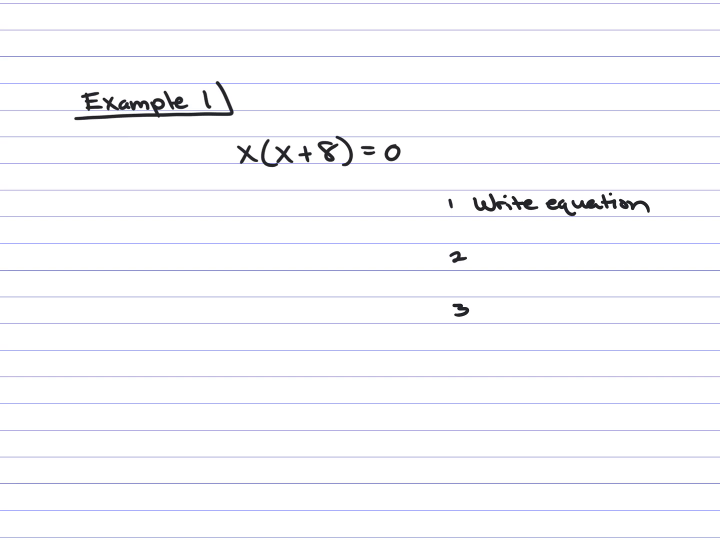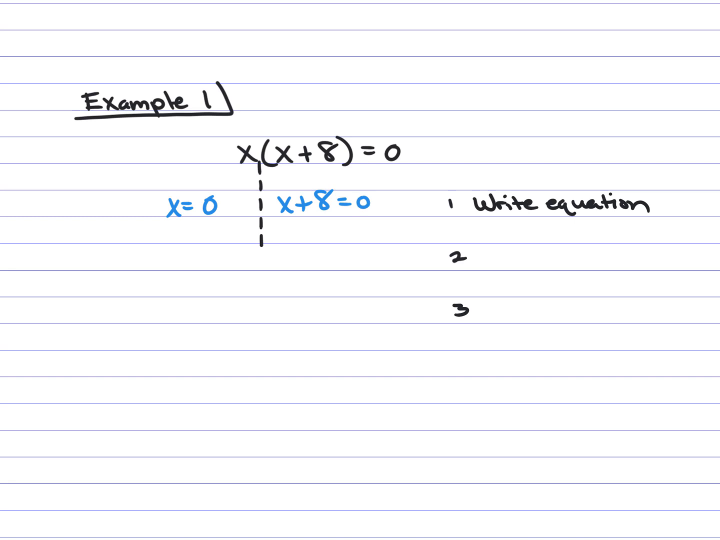Now, example 1, we have x times x plus 8 equals 0. Using the zero product property, we're going to set each one of these factors equal to 0 because we know one of them has to be 0. I'm going to draw a dotted line here, just separating my two factors. We have a factor of x and a factor of x plus 8. I'm going to set each one equal to 0, so x equals 0 and x plus 8 equals 0.